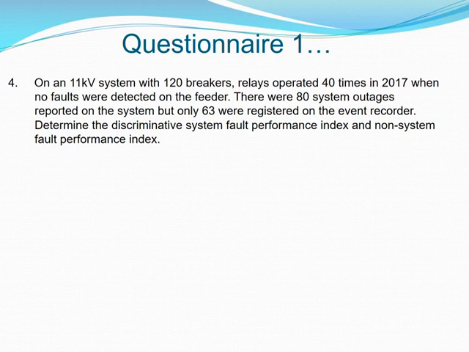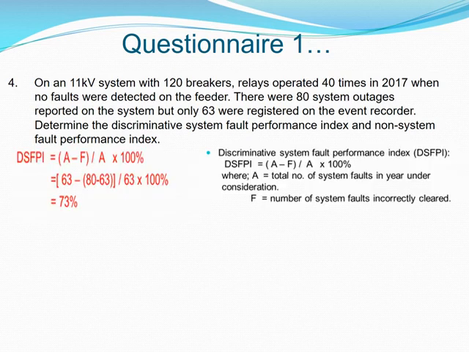One of our last questions is, if you've got an 11 kV system with 120 breakers, and the relays in this system operated 40 times in this 1 year when no faults were detected on the feeder. Then there were 80 system outages reported on the system, but only 63 of them were registered on the events recorder. They want you to determine the discrimination system fault index as well as the non-system fault index. So the first thing you do is put on the formula.